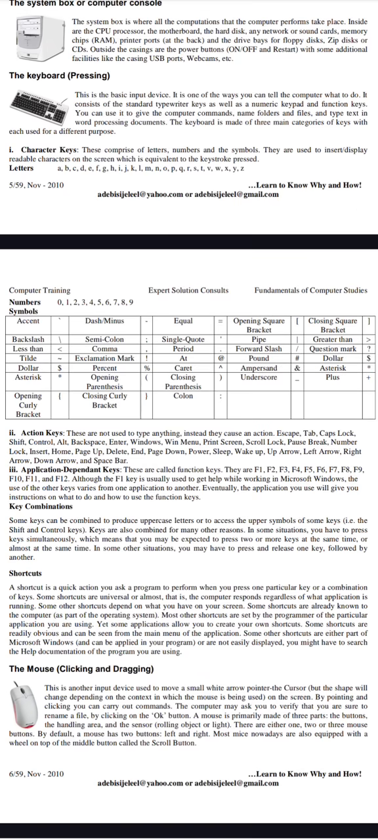The mouse: clicking, tapping and dragging. This is another input device used to move a small white arrow pointer, the cursor, on the screen by pointing. By clicking, you can carry out commands. The computer may ask you to verify that you are sure to rename a file by clicking on the OK button. A mouse is primarily made of three parts: the buttons, the handling area, and the sensor.